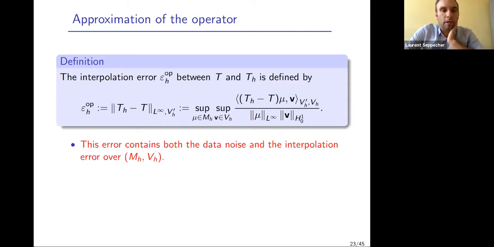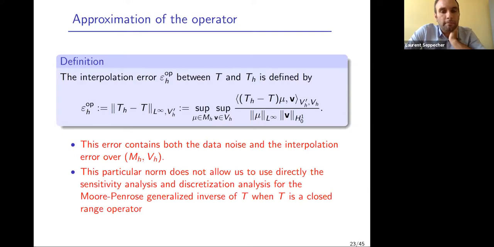Okay, you can see that this error will contain both the data noise. If you have noise on the displacement, you will have noise on the strain on S, and you also have the error of the interpolation over M_h and V_h, of course. Okay, so these two errors are contained in this term epsilon_op, the error on the operator.